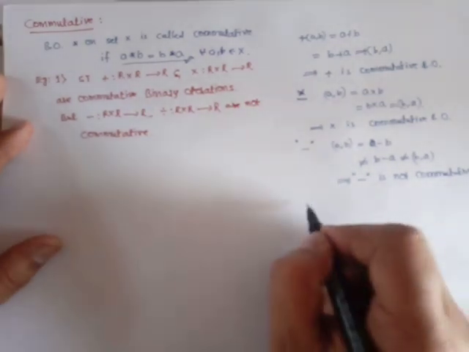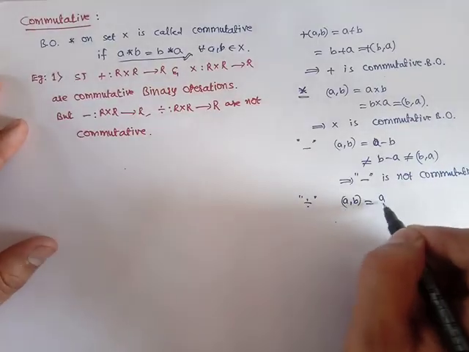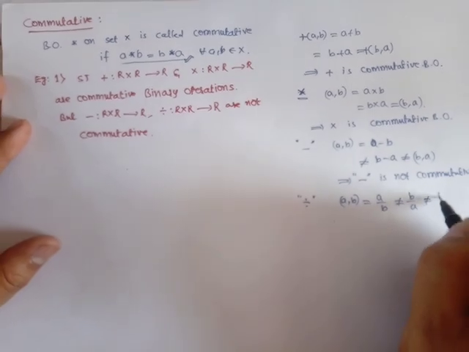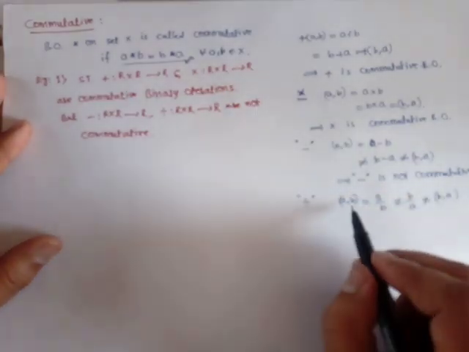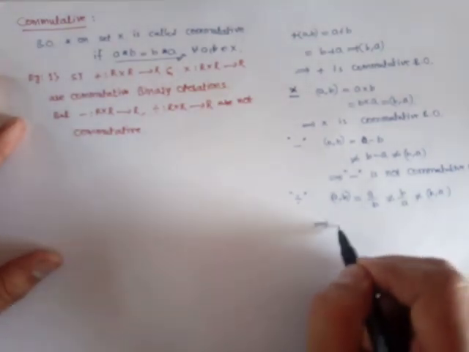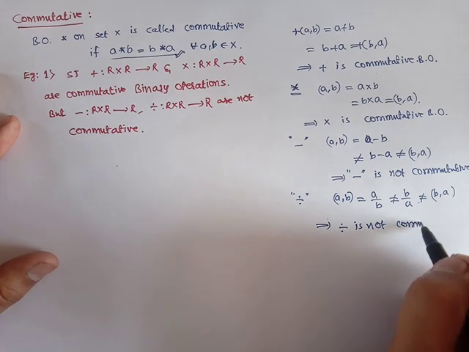And coming to the next, division. A comma b is equal to a by b. A by b cannot be taken as b by a, so it cannot be taken as b comma a. A comma b is not equal to b comma a. This implies division is not a commutative binary operation.